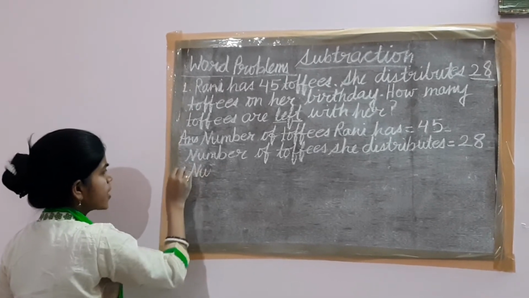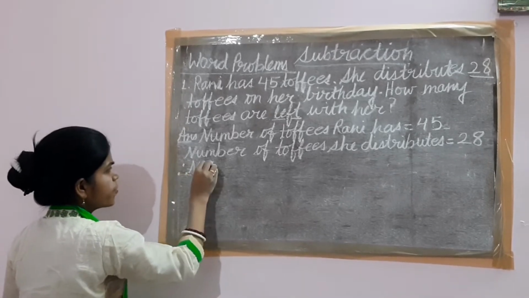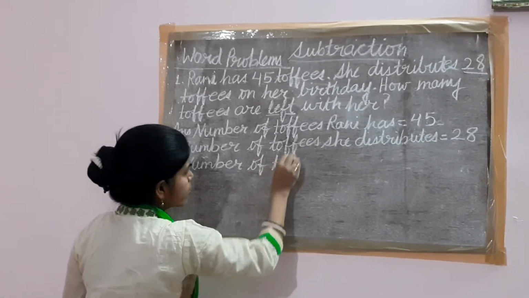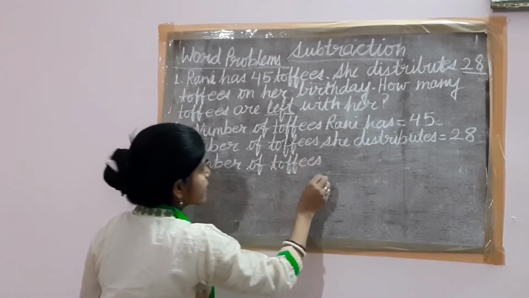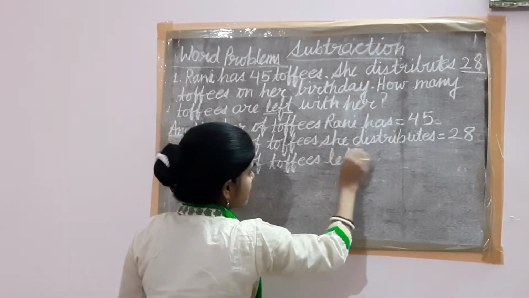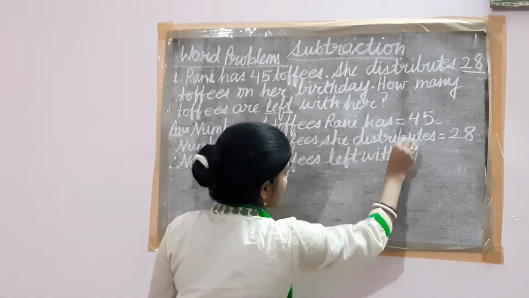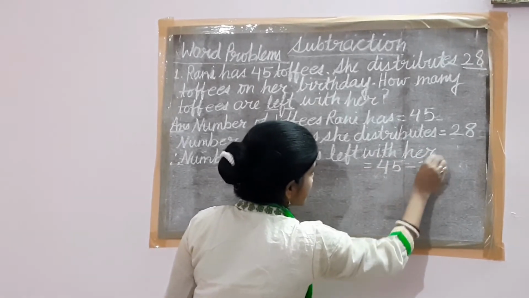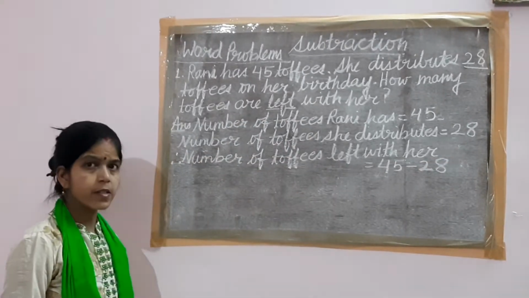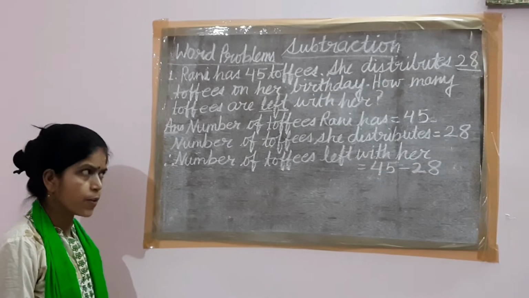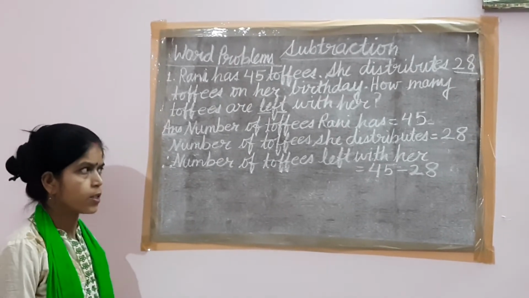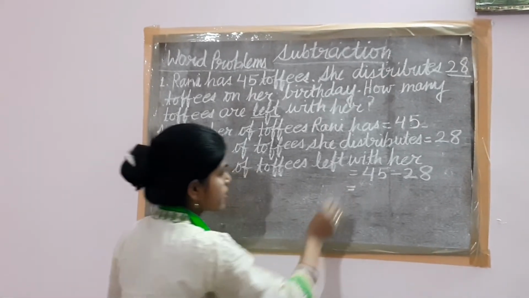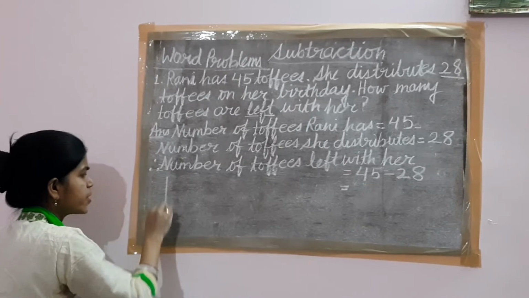Therefore, this is the sign of therefore. Therefore, number of toffees left with her is equal to 45 minus 28. Then don't write the direct answer, because you will get marks stepwise. So it's better to show how the answer is coming. So you can solve there only.